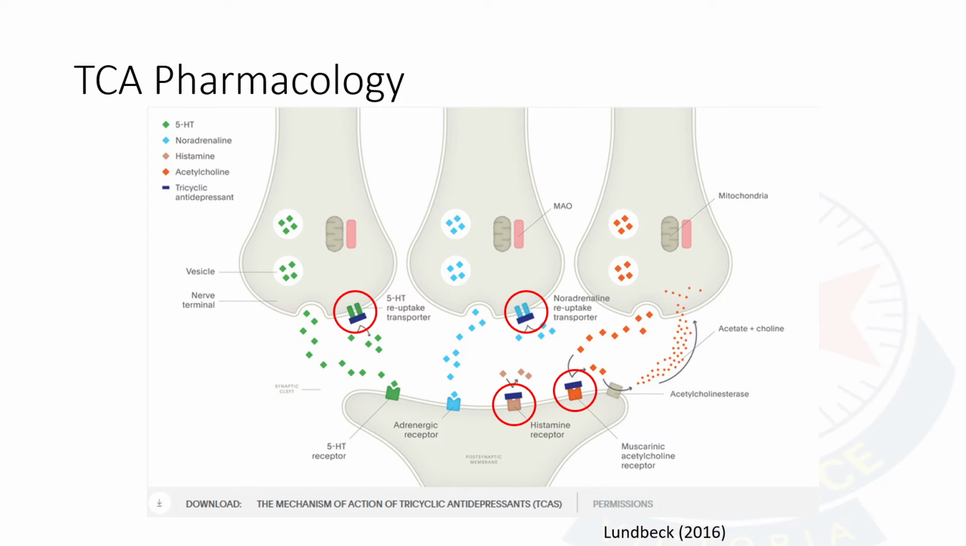This image shows where TCAs have their effect. Tricyclics in the image are shown as navy blue rectangles, and I've circled them in red to make it easier to see. Tricyclics affect the serotonin and noradrenaline reuptake transporters in the presynaptic membrane. By doing this, it affects the reuptake of serotonin and noradrenaline, meaning more of those neurotransmitters remain in the synapse. This increases their time within the synapse and their ability to bind to their respective receptors. This results in increased mood and alertness.